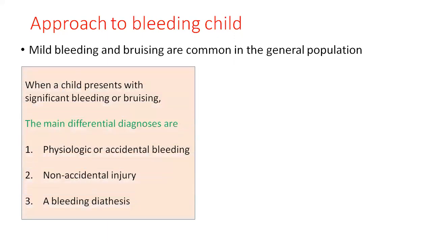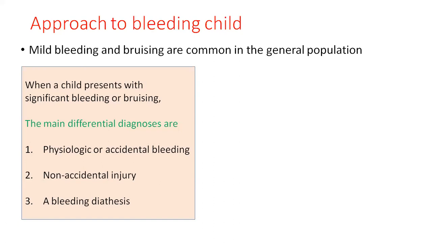The main thing is when a child presents with significant bleeding or bruising. Mild bleeds, we are not going to worry much about. With significant bleeding and bruising, you need to have 3 differential diagnoses. Whether it's a physiological or accidental bleeding: if you have evidence of trauma which can explain the significant bruising, then you don't need to worry, if the injury is the same as the impact. The other is non-accidental injury: when they tell of some kind of injury, but it does not match the bruises on the body, you need to suspect non-accidental injuries.